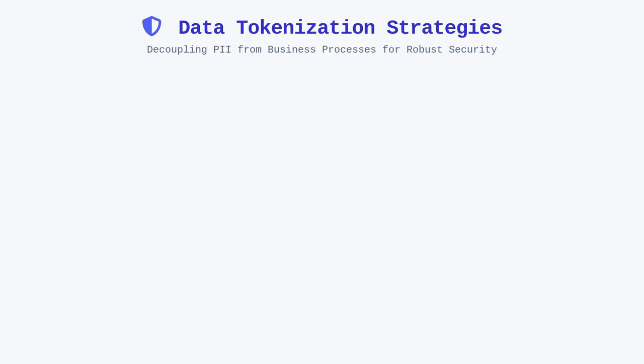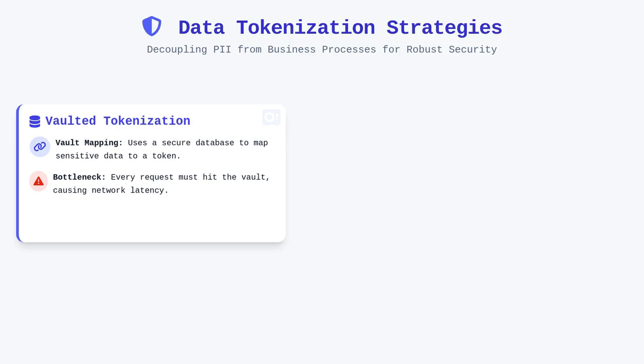Moving beyond encryption, we often turn to tokenization, which is arguably the most robust method for decoupling PII from the business process. In a vaulted tokenization architecture, a secure database, or vault, maps sensitive data to a non-sensitive token, acting as the single source of truth for re-identification. While this provides a high degree of control, it creates a significant architectural bottleneck as every tokenization request must traverse the network to hit the vault.